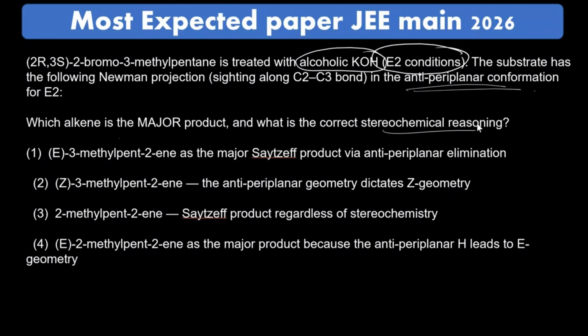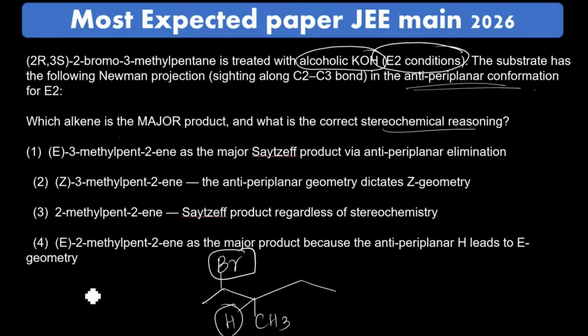I already told you this kind of elimination happens at the anti-position, because look at this structure: 1, 2, 3, 4, pentane. In the third position, I have methyl. In the second position, I have bromo. So anti-elimination will happen over here. If that is happening on anti, what would be your product? Right, the product will be on the anti only, I mean opposite only.